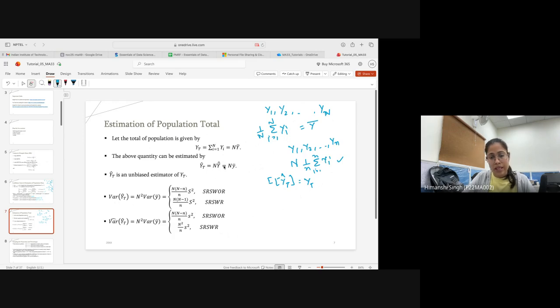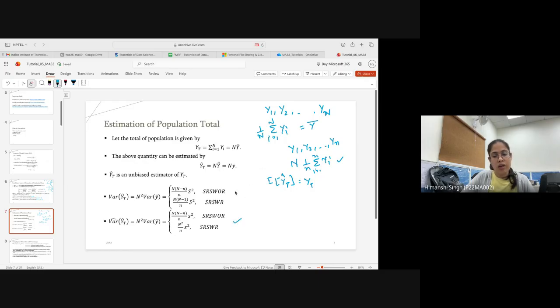If we take the variance of N y bar, N square will come out, times the variance of y bar. For both conditions, SRSWR and SRSWOR, we have these quantities for the variance of y bar. We put it here and we get this type of expression. But we do not know about the whole population, that's why we want to estimate these quantities. So the estimator of the variance of Y_T hat is these quantities: for SRSWR this quantity, and for SRSWOR this quantity. These are the estimates for the variance of Y_T hat, because in general we do not have knowledge of the total population. When we do not have that, we will use this estimator.